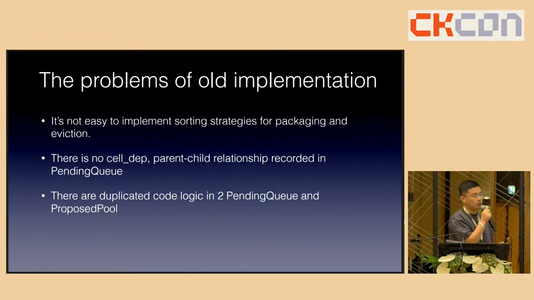There are some problems with the old implementation. The first one is that it is not easy to implement a sorting strategy for eviction. If you want to sort all the transactions, you need to sort the first one, then the second one, then merge these two, so it's somewhat complicated. And there are no ancestor or parent-children relationships recorded in the pending queue, but they are very important for replace by fee. There is also some duplicate code for the three different data structures. Some functions are hooked up to push or to pop, so the code is somewhat complex.